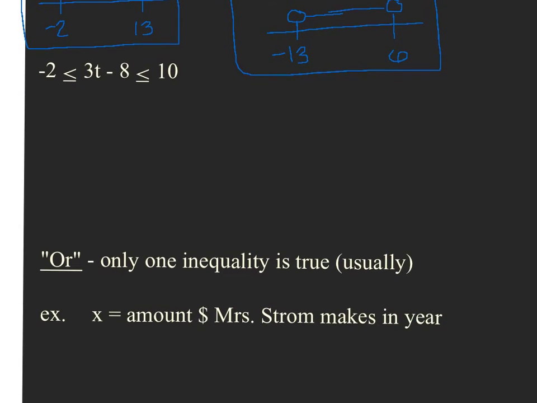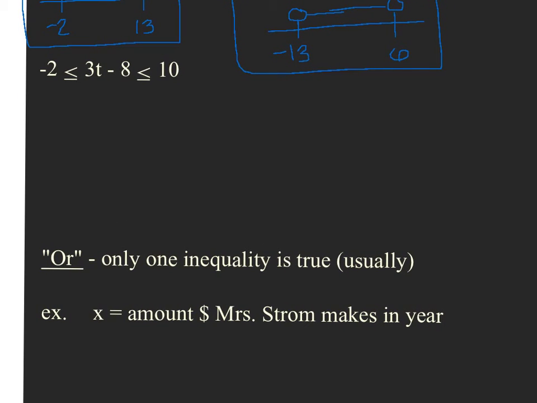Then we have the last one here. It's a few more steps than what we've been doing. Okay, once again I look at my t. I've got a 3 and an 8. I get rid of the 8 first. So I'm going to add 8 to inside and both outsides. We get 6 is less than or equal to 3t is less than or equal to 18. And then I divide everything by 3.